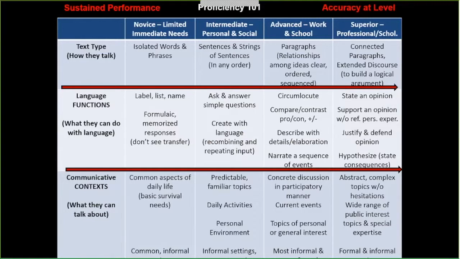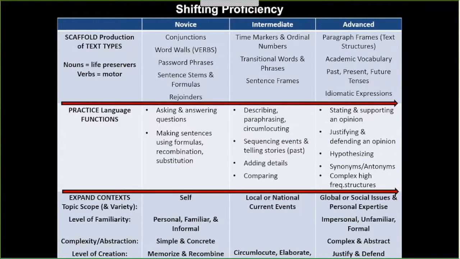If we try to deconstruct what that means in terms of proficiency, we need to progressively move students from being able to communicate with isolated words and phrases through the point where they can actually build a logical argument. We want to move their language functions from labeling and listing in formulaic ways to the point where they can circumlocute or eventually state and justify and defend opinions. And what they talk about needs to change from common basic survival needs to increasingly broader topics at increasingly abstract levels. If we hope to help students do that, they need a lot of support.